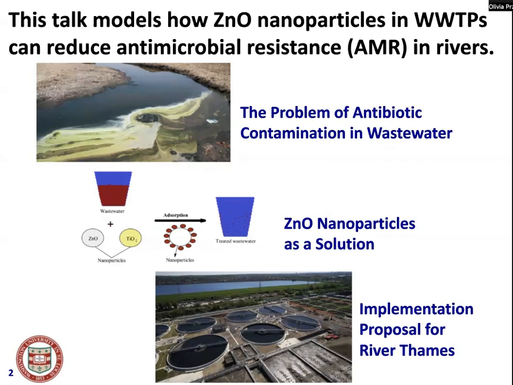We'll first analyze the problem of antibiotic contamination in treated wastewater with a focus on the threat of AMR, before delving into the recent research backing ZnO nanoparticles as a potential solution to such contamination. Finally, I'll propose an implementation of this technology modeled on 5 wastewater treatment plants along the United Kingdom's Thames River, which is one of the most heavily antibiotic contaminated rivers in the world.